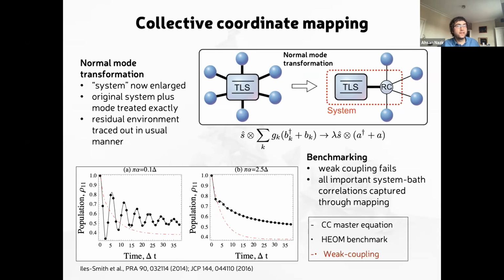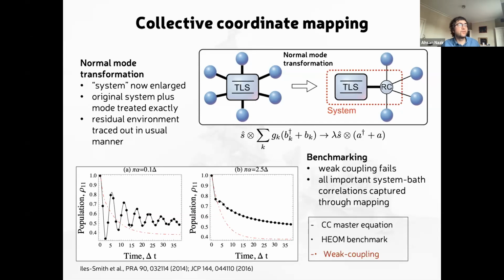And I've chosen a spectral density such that that translates into a long correlation time of the environmental correlations. And so although the coupling is relatively weak, the weak coupling approach, the Born-Markov approach, fails. It breaks down because the Markov approximation is no longer justified. The correlations are too long-lived within the environment. However, we see that the collective coordinate master equation agrees very well with our numerical benchmark, which is based on the hierarchical equations of motion approach.